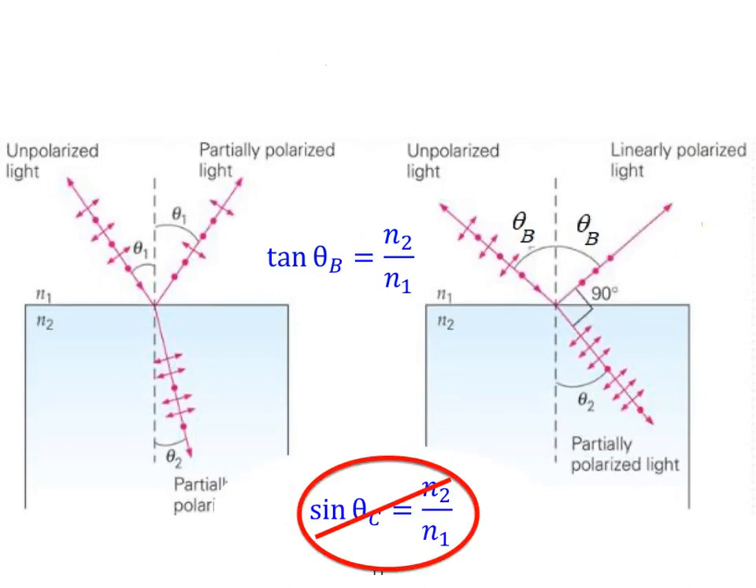When light is incident at an angle greater than Brewster's angle, the reflected light is still linearly polarized. So Brewster's angle is a minimum angle at which light is linearly polarized.